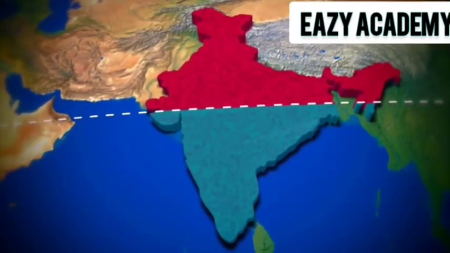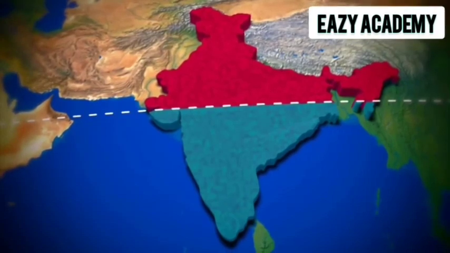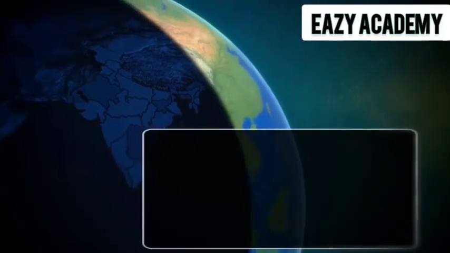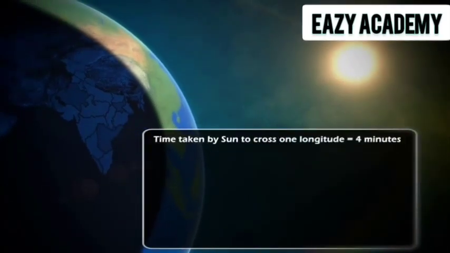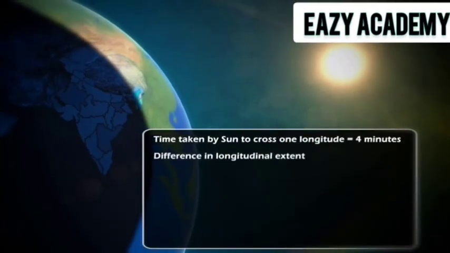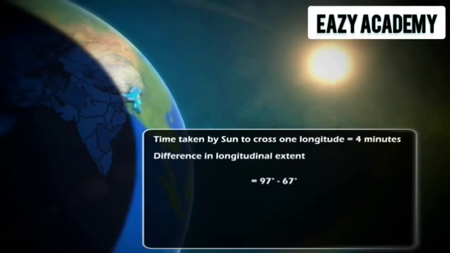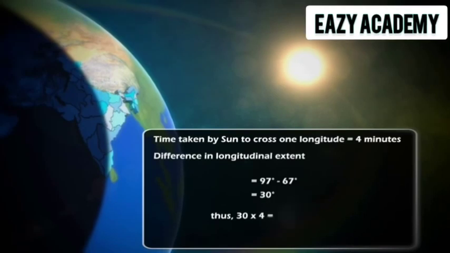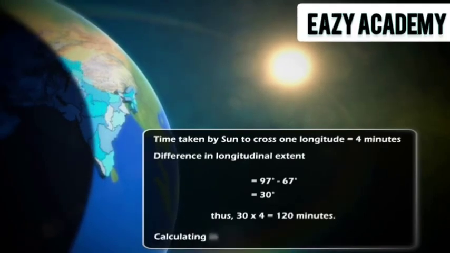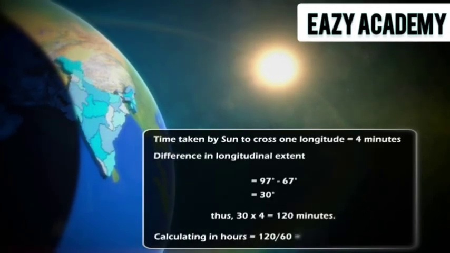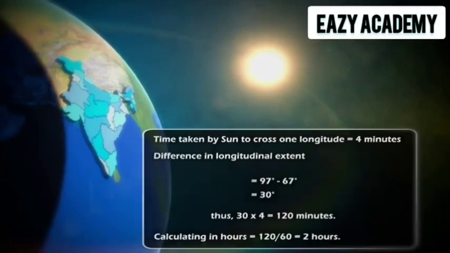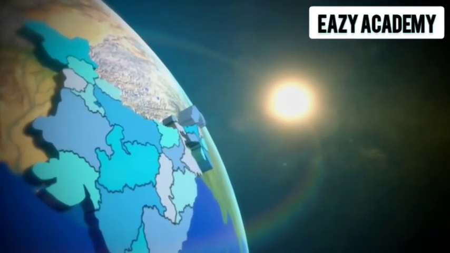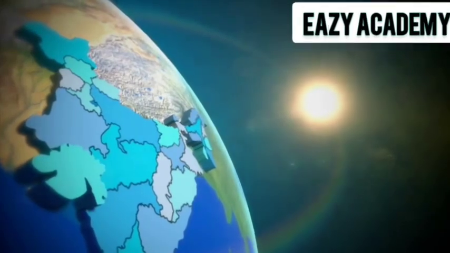The difference in time is calculated in the following way. The time taken by the sun to cross one longitude is 4 minutes. Difference in longitudinal extent, 97 degrees minus 67 degrees, is equal to 30 degrees. Thus, 30 into 4 is equal to 120 minutes, divided by 60 to convert into hours, is equal to 2 hours. So the sun rises in the easternmost state about 2 hours earlier as compared to the westernmost limit.